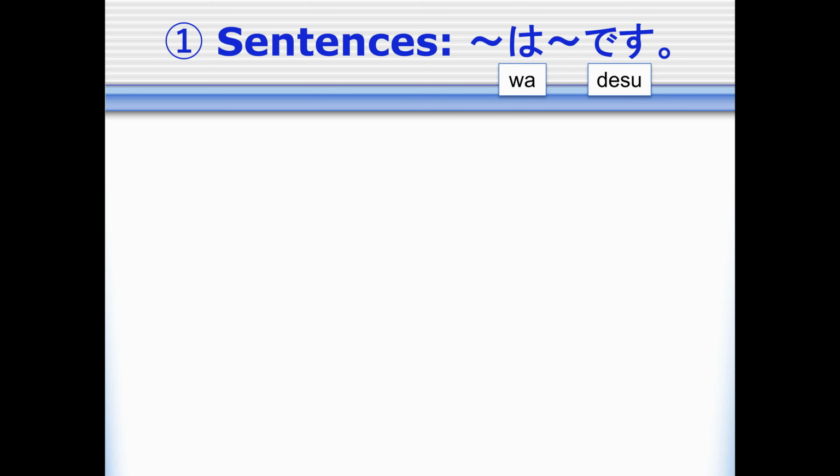But suppose we need a little more information in our sentence. We want to specify who is a student, because we're talking about a topic we haven't brought up yet in conversation. That's where this new structure comes in. So, X wa Y desu. This is the most basic kind of sentence we have in Japanese. X wa Y desu. It means X is Y. We can change X and Y to be whatever nouns we want to show together.